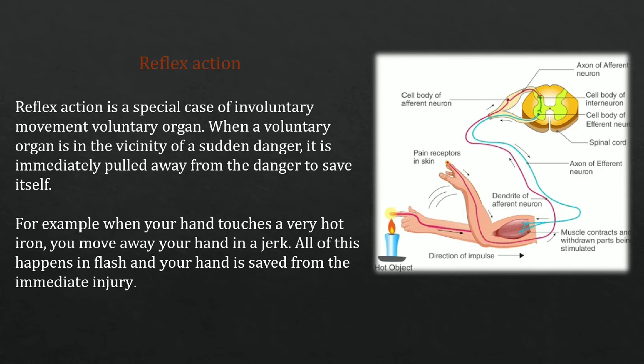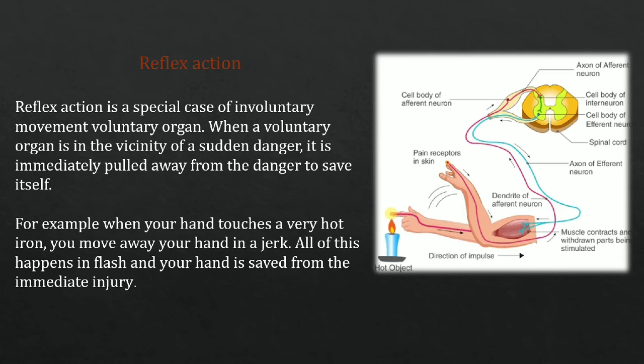You have seen that when you touch a very hot substance, you move your hand away from that substance with a jerk. Why do we do so and how does this occur? It is due to reflex action. Now what is reflex action? Reflex action is a special case of involuntary movement of a voluntary organ when the voluntary organ is in the vicinity of sudden danger. It is immediately pulled away from the danger to save itself.